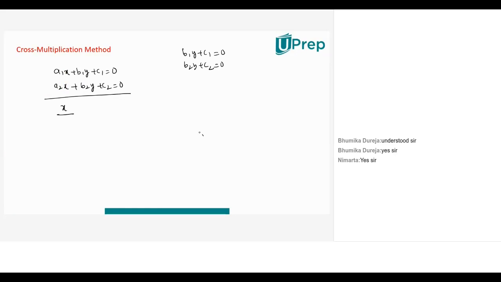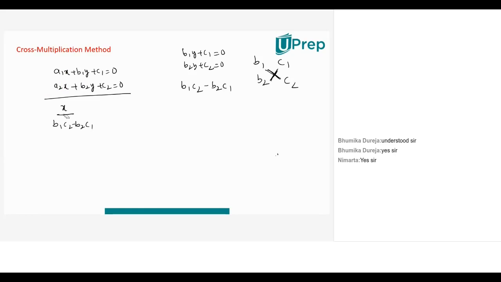Observe. Now, what you do is use your hand, close your x in both the equations, right? You're left with b1y plus c1 in the first equation, b2y plus c2 in the second equation. So apply the cross multiplication method. What is that? b1 c2 minus b2 c1. You're left with b1 c1, b2 c2. Apply the cross multiplication method. So what do you get? You'll get b1 c2 minus b2 c1. That is your denominator of x.